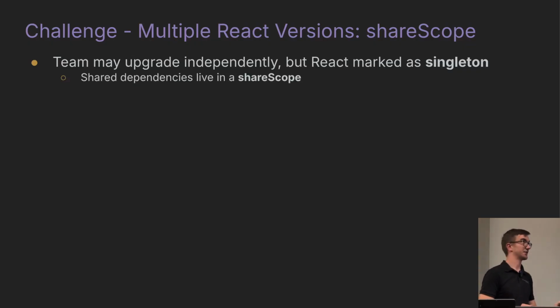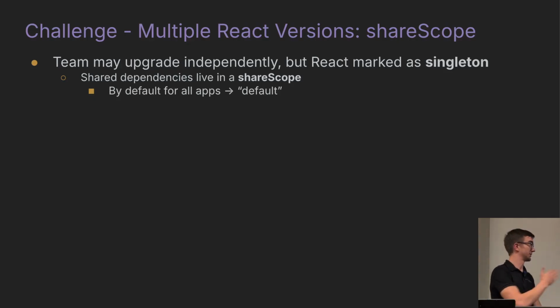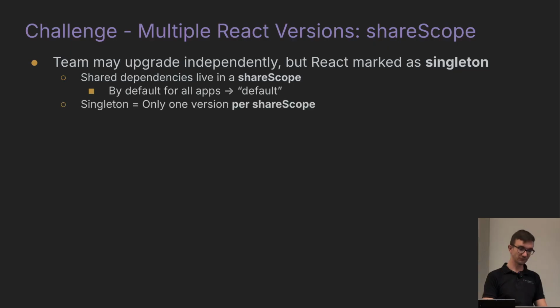Well, singleton has a little gotcha, because shared dependencies in module federation live in a so-called share scope. So by default, all apps, and also the apps we just saw in the live demo, run in the literal default share scope. So singleton actually means only one version per share scope. And we utilized this feature by defining more or less a share scope for the other team that wanted to upgrade to React 19. It's not really documented.